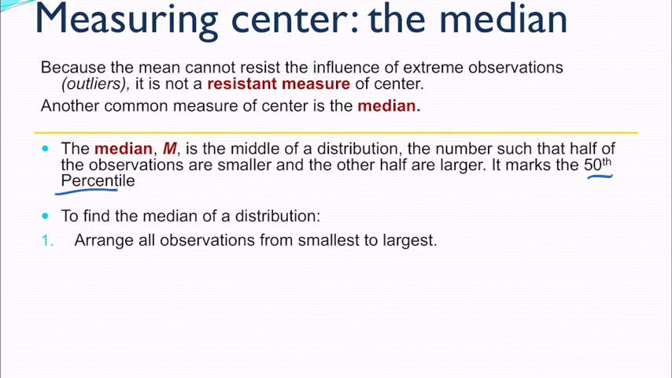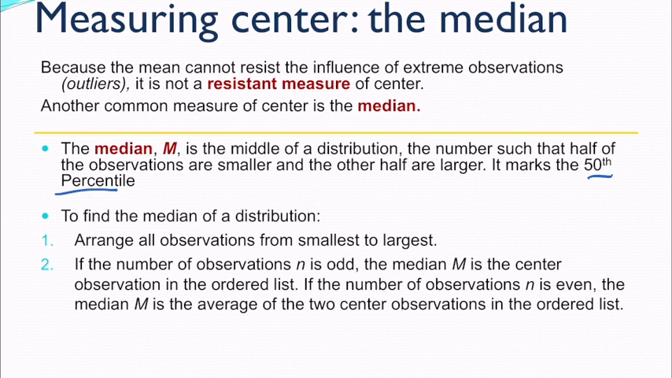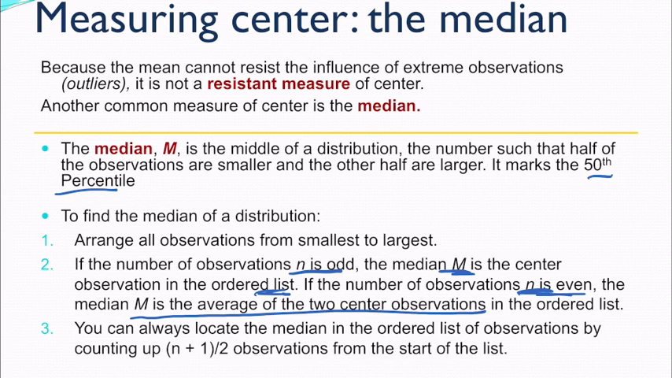So to find our median, we need to sort our data. We need to arrange it from smallest to largest. If the number of observations is odd, our M, median, is the middle value in our observed list, right? We saw that in example 2. If we have an even number of observations, what we do is take the average of the 2 most center observations. We saw that in example 1. And you can always locate the median in an ordered list of observations by counting up (n + 1) divided by 2 observations from the start of the list, but sometimes you'll get a fraction. You've been warned.